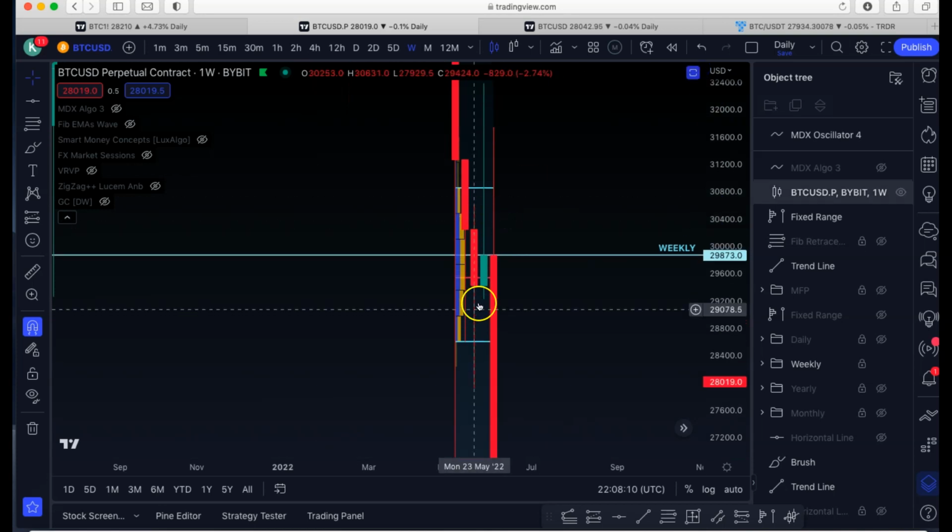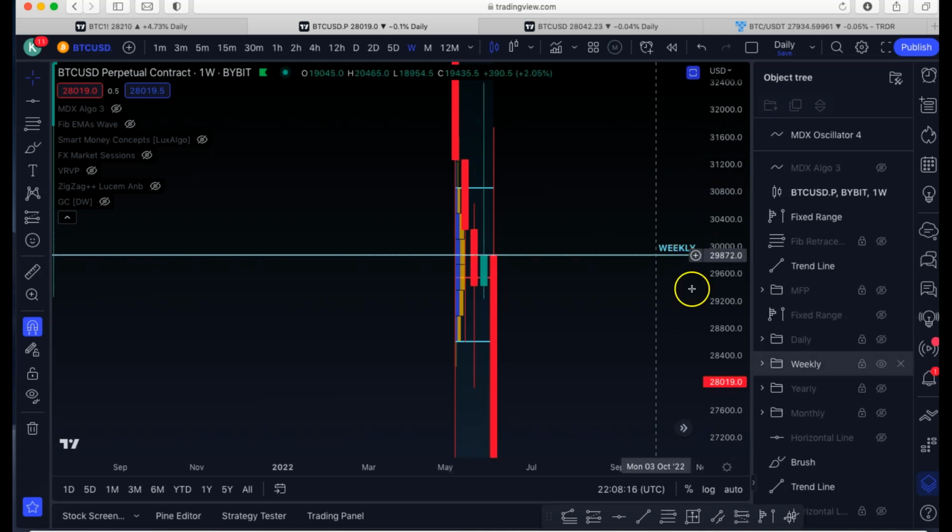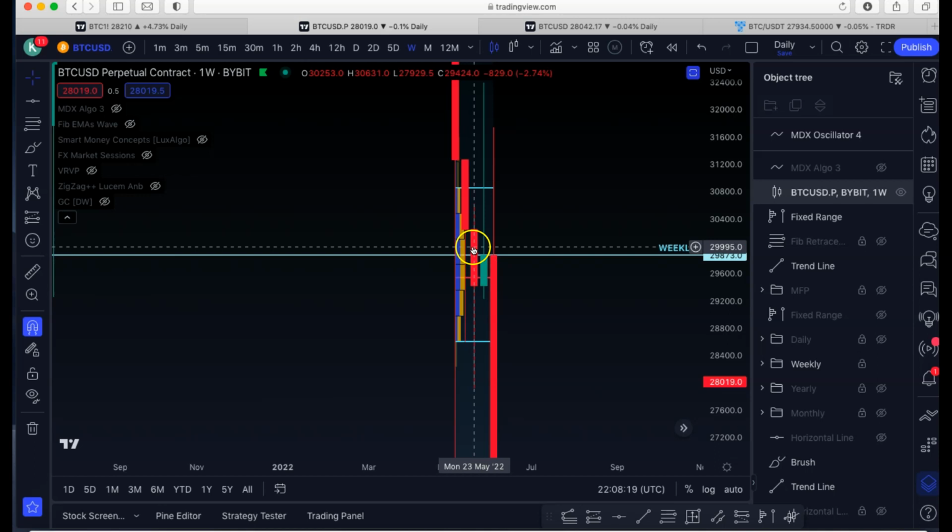So we had a dump here and a retest. This was actually the weekly close here, so 29.8k. So this obviously is a key level. It's not the best weekly level in the world, but given the limited data set, this is what I'm going to mark here.